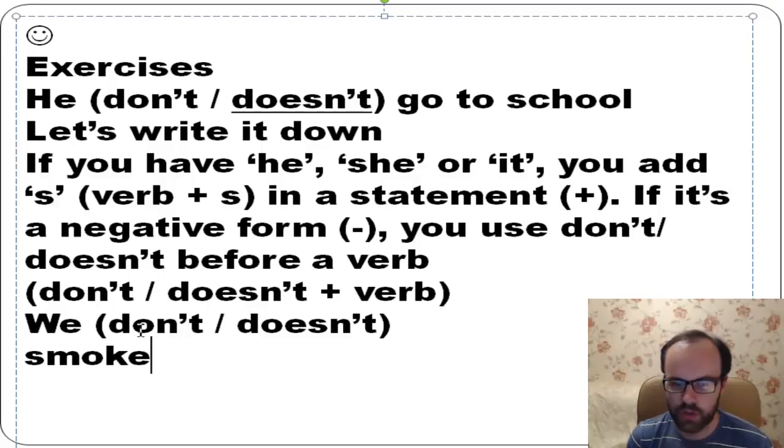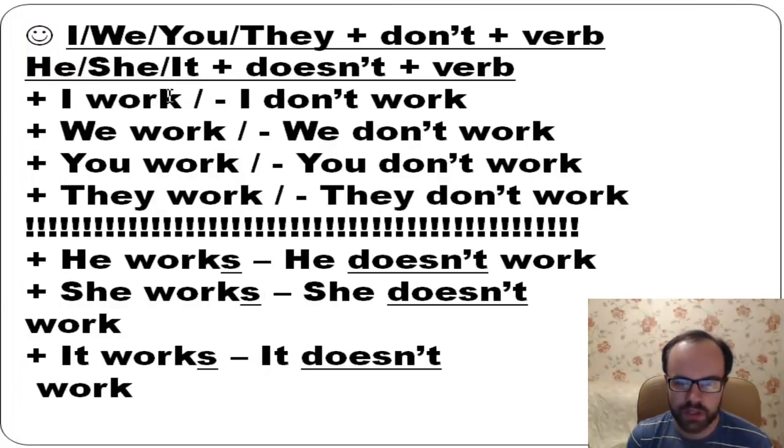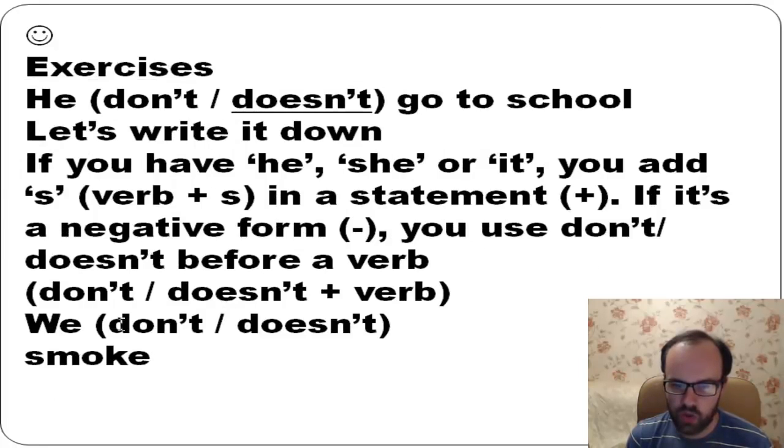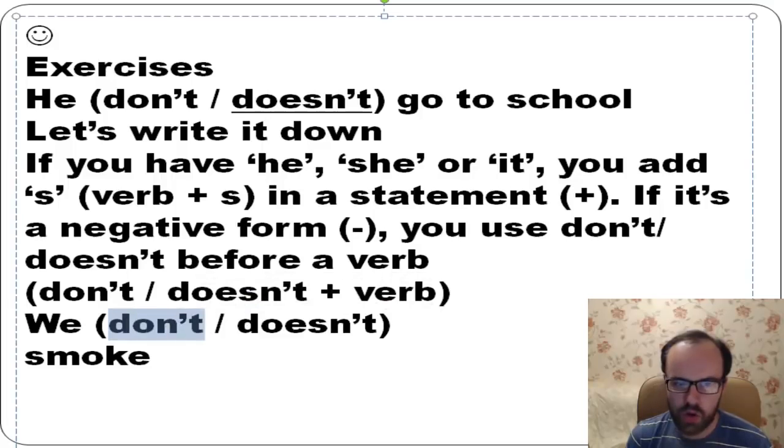So don't or doesn't and why? If it's I, we, you, they, don't. If it's he, she, it, doesn't. So we don't smoke. Next.